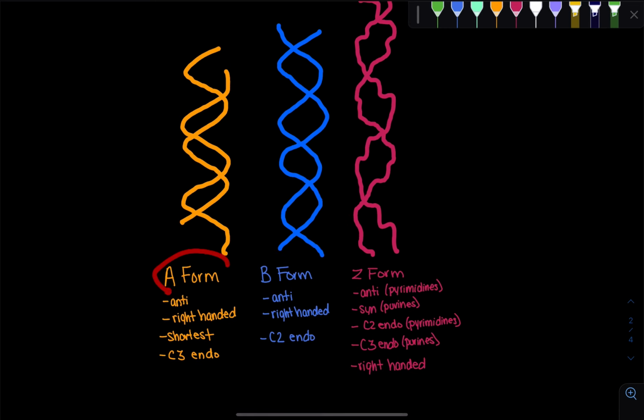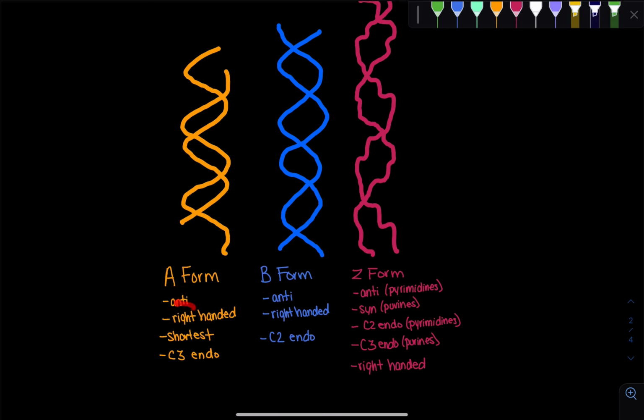So what's the difference between the A form and the B form? Well, we can note that they're both anti. Anti refers to the orientation of the bond that forms between the sugar and the nitrogenous base. Remember, in DNA, the sugar is deoxyribose, and the nitrogenous base could be a pyrimidine or a purine, so adenine, guanine, cytosine, or thymine. When we talk about the bond between the nitrogenous base and the deoxyribose sugar, we say whether it's anti or syn. And in the A and B form, it's anti.